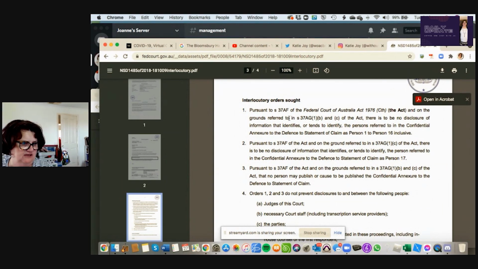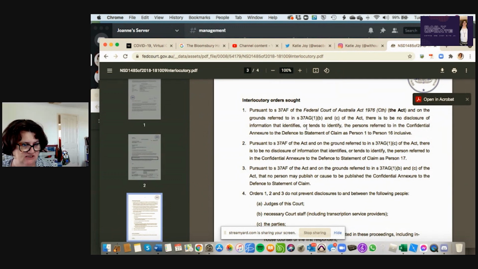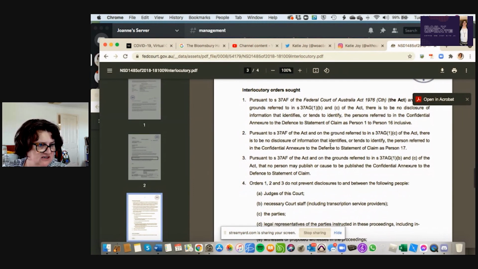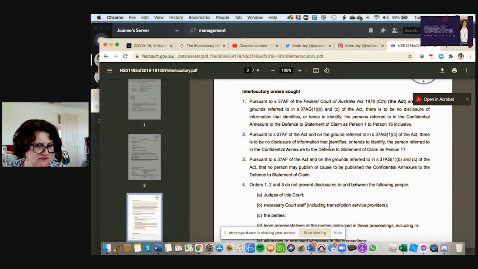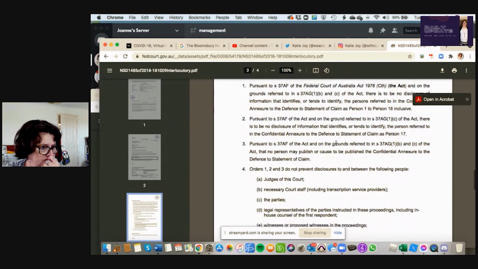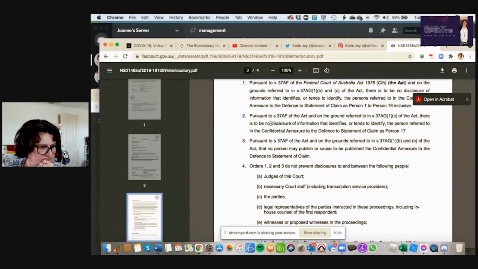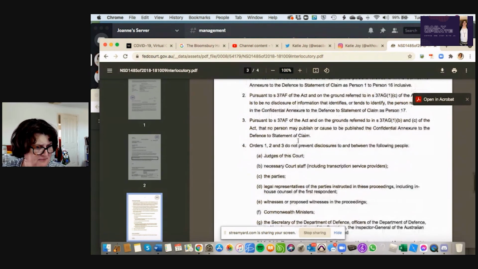Pursuant to Section 37AF of the Federal Court of Australia Act 1976, and on the grounds referred to in S37AG(1)(a), (b) and (c) of the Act, there is to be no disclosure of information that identifies or tends to identify persons referred to in the confidential annexure to the defence statement of claim as person 1 to person 16 inclusive. So again, they also do not want to disclose person 17 either. There is to be no disclosure of the information that identifies or tends to identify the person referred to in the confidential annexure to the defence statement as person 17.